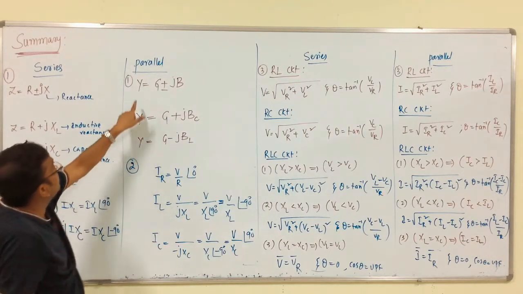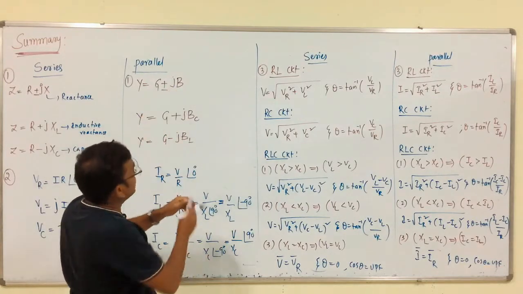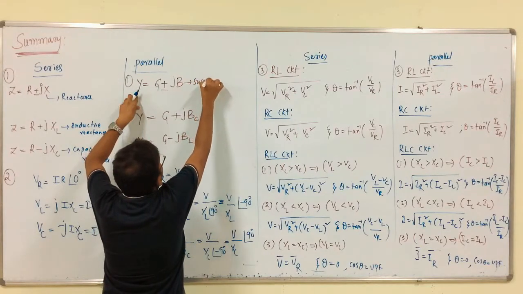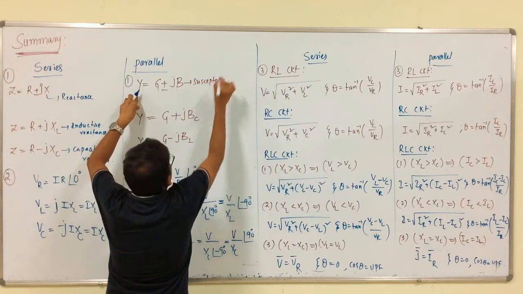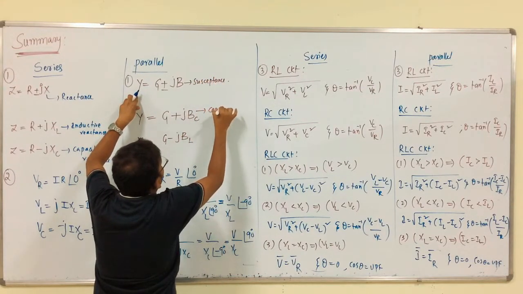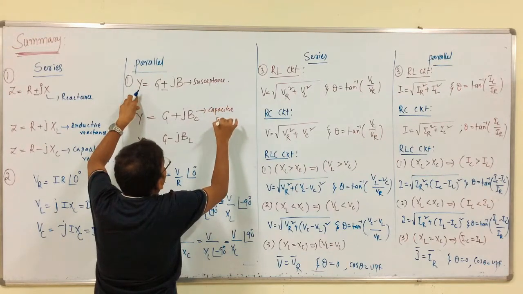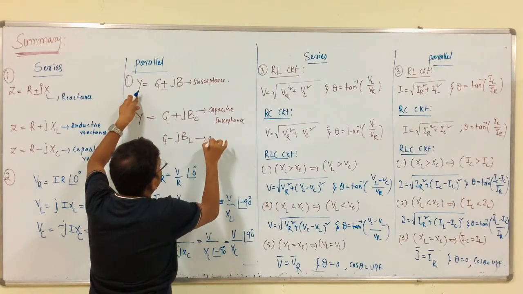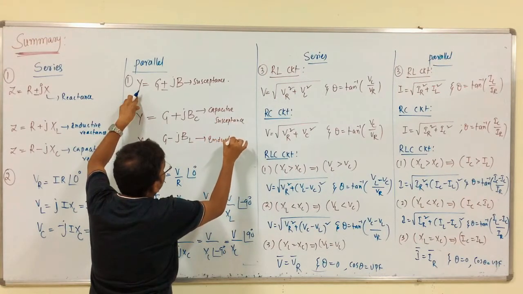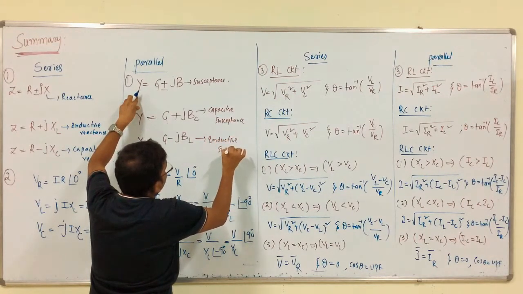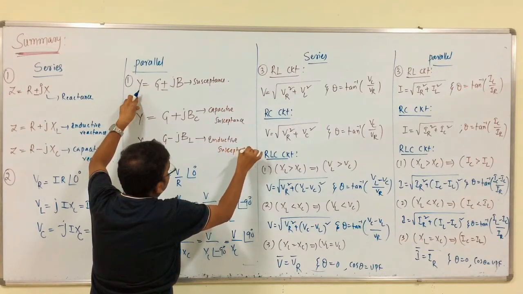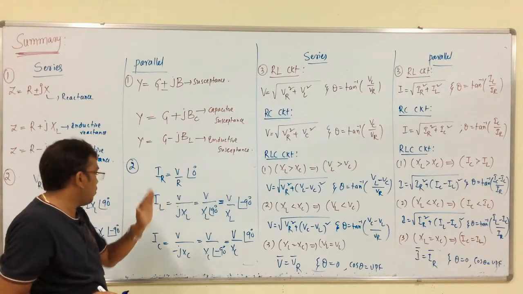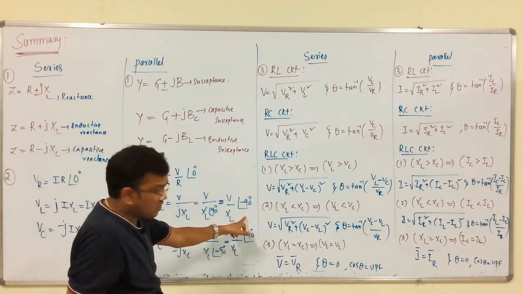In the parallel case, Y equals G plus or minus jB. This is conductance, and this is susceptance: capacitive susceptance and inductive susceptance. Same process. IR is V by R at an angle 0, IL is V by XL at an angle of minus 90, and IC is V by XC at an angle of 90.